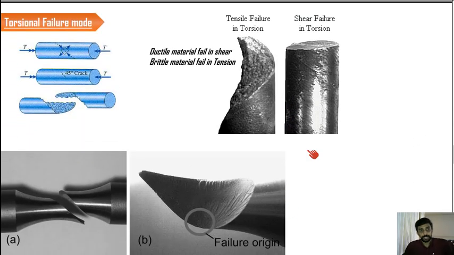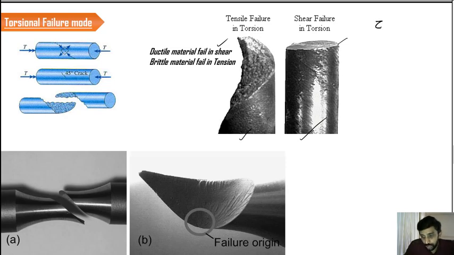Now, if you discuss the torsional failure modes of the shaft, this is very interesting, where you can see two different types of failures here. You would expect that this is for brittle material and this is for ductile material, but actually that is not the truth. The reverse is correct here. Basically, ductile materials fail in shear.